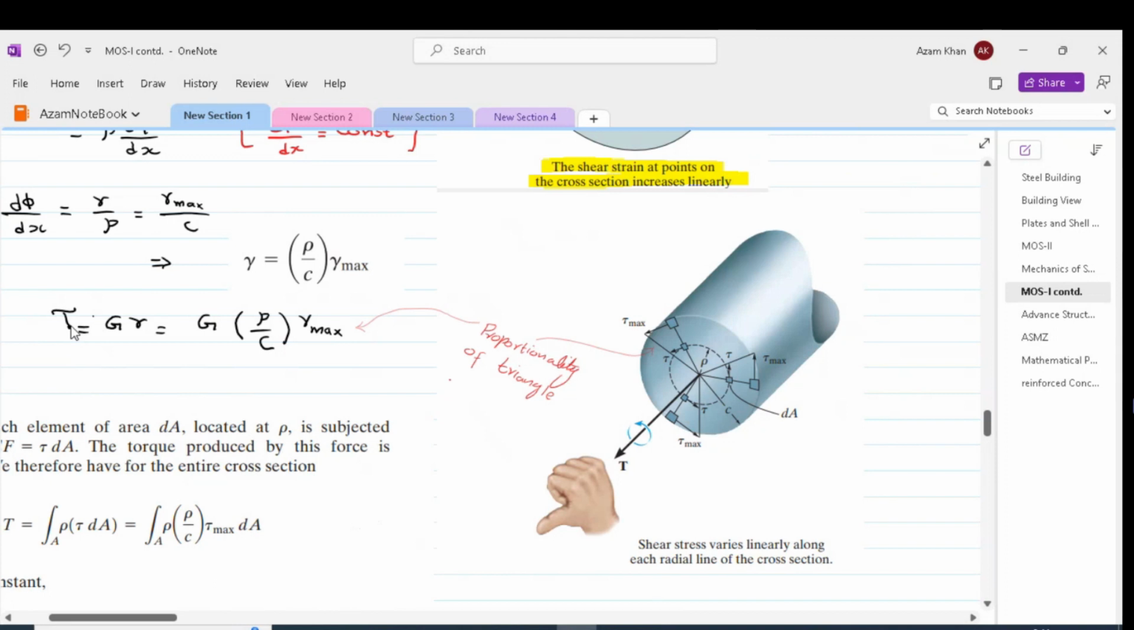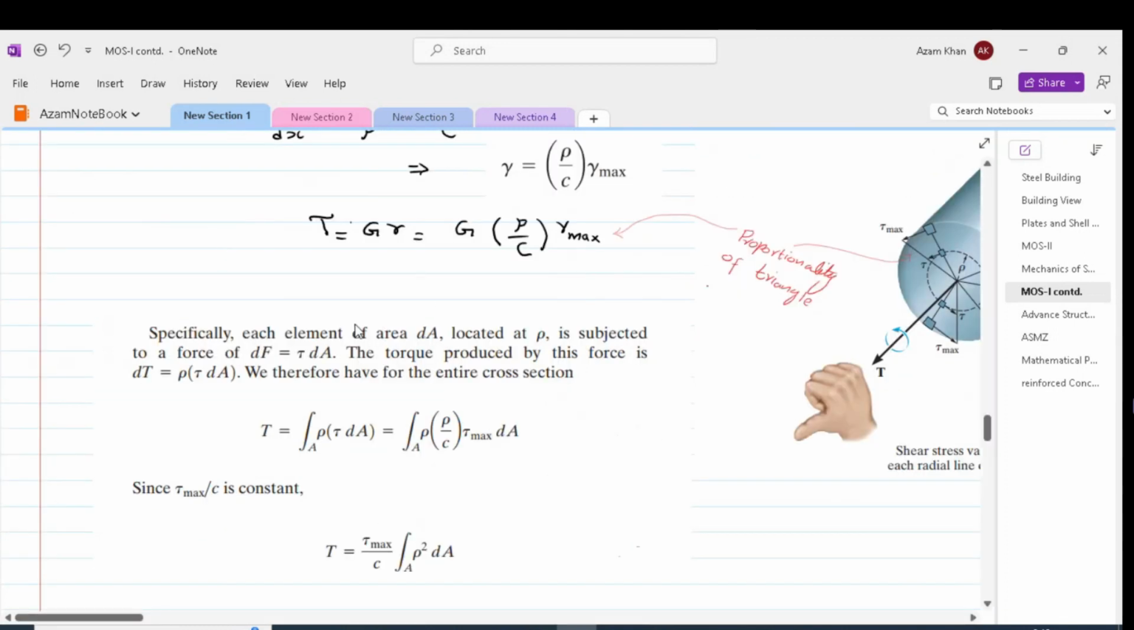According to this equation, at rho equal to 0, the shear stress is 0. As we move away from the origin or from the axis, we start getting some shear stress in terms of rho of the element. At the extreme end, or at rho equal to the radius c, we would get the maximum shear stress. Thus, the variation of shear stress along the cross section from the axis to the extreme end is linear.